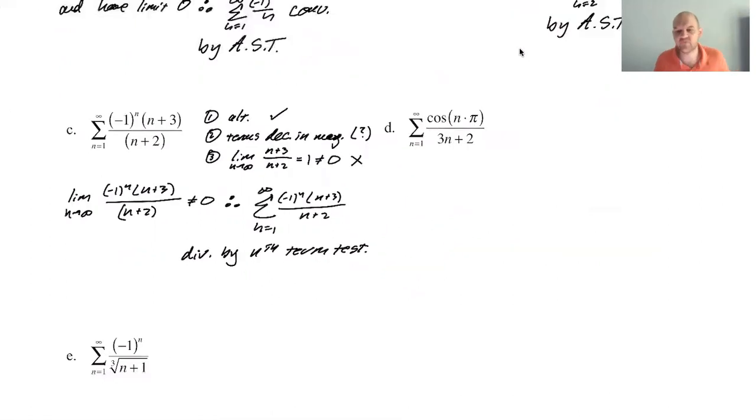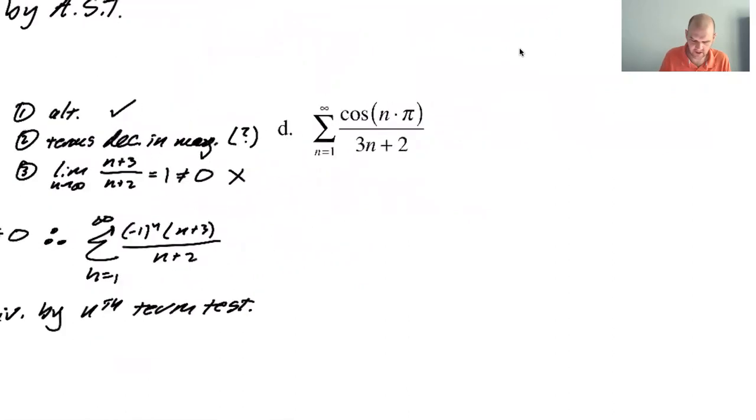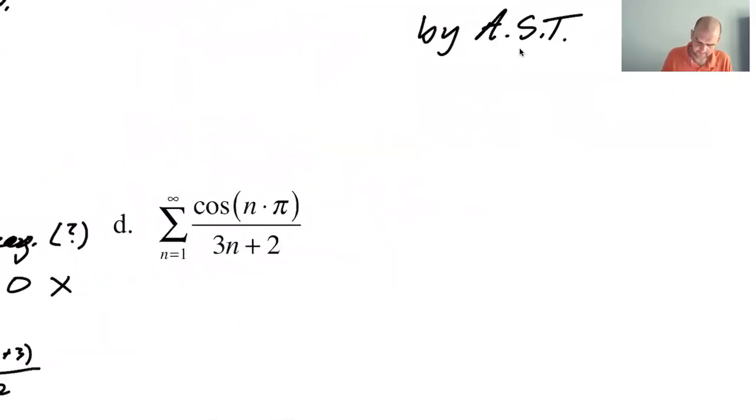So always have that in the back of your mind. Before you have to wrangle with whether it decreases, start thinking: is the limit 0? Because if the limit's not 0, and that's probably easier to show, then it doesn't matter what the alternating series test tells you, it already diverges by the nth term test. So always keep that in mind.